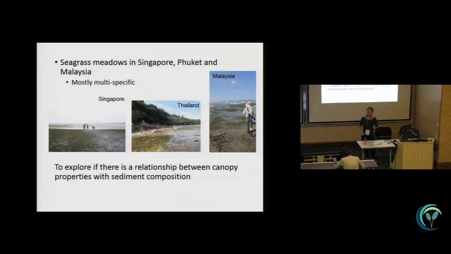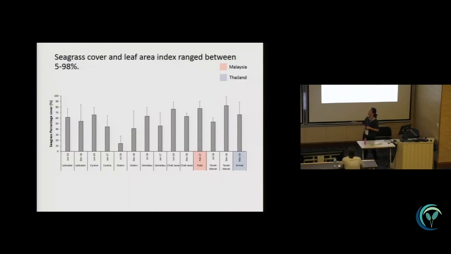So that led me to ask this question: in multi-specific meadows that we find around here, especially in Singapore, where I'm from, I would like to explore if there is a relationship between canopy properties and sediment size composition. We have a project that allowed us to go around meadows in Singapore and a couple of meadows overseas to do some seagrass surveys and collect some sediments. Across the sites, we have a wide and healthy range of seagrass cover.